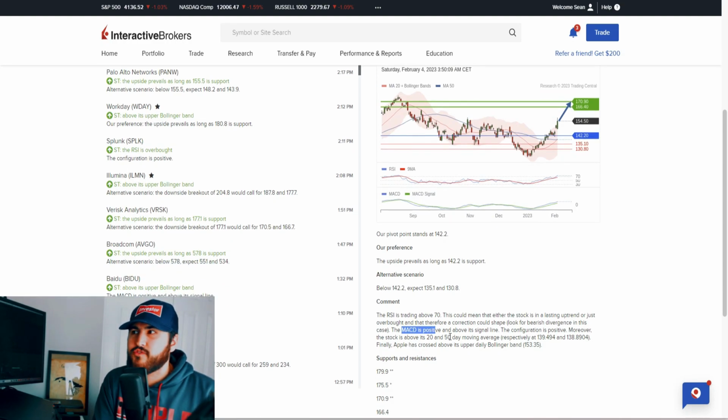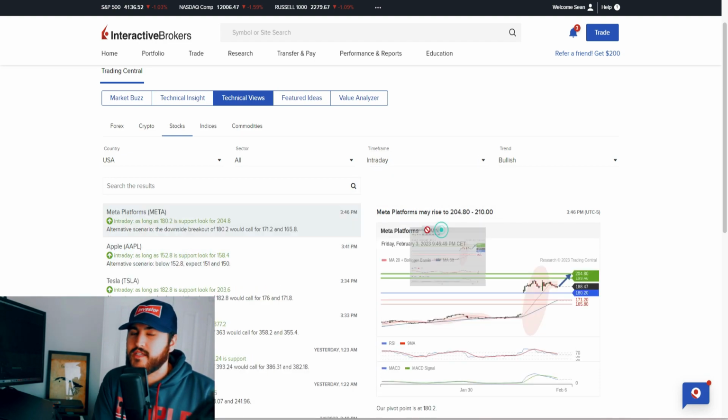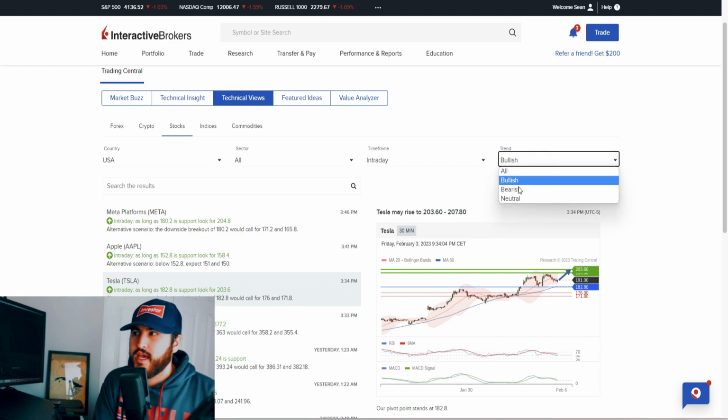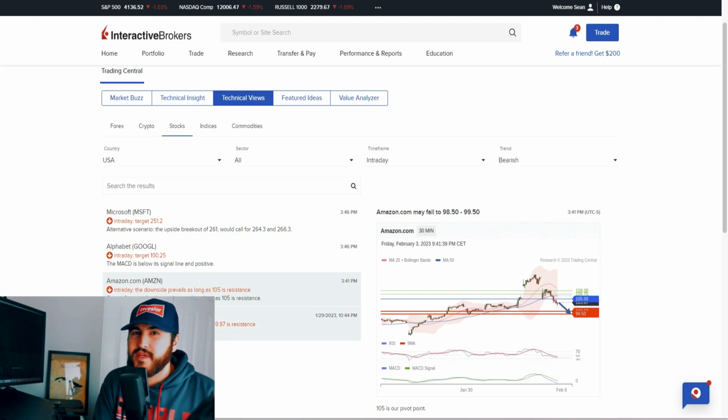Now, if you switch the time frame to intraday, here are some day trading opportunities, and they're going to let you know whether it's long or short, depending if you are bullish or bearish. And all of these charts are based off of the 30-minute chart, or I should say 30-minute candles.